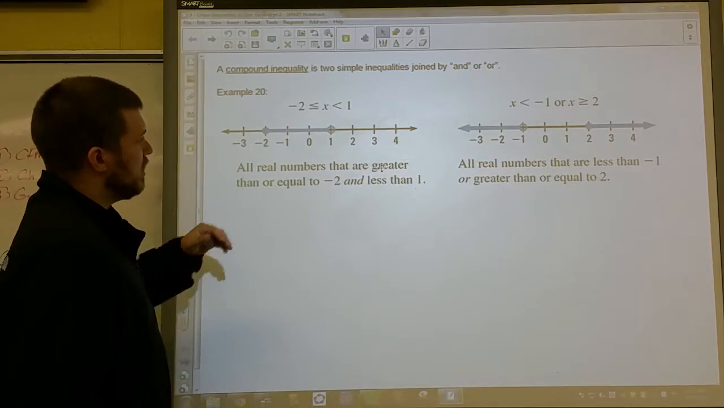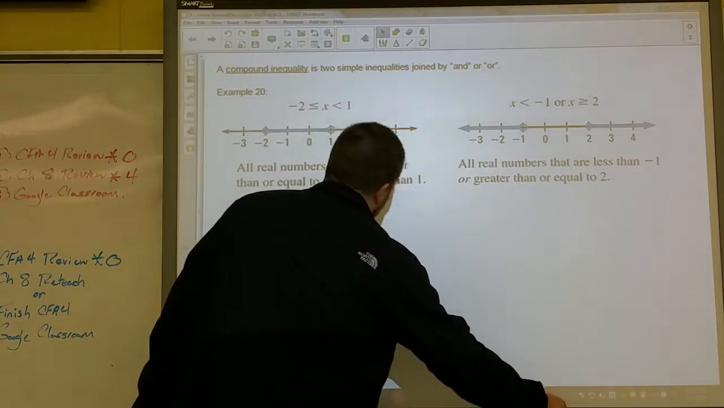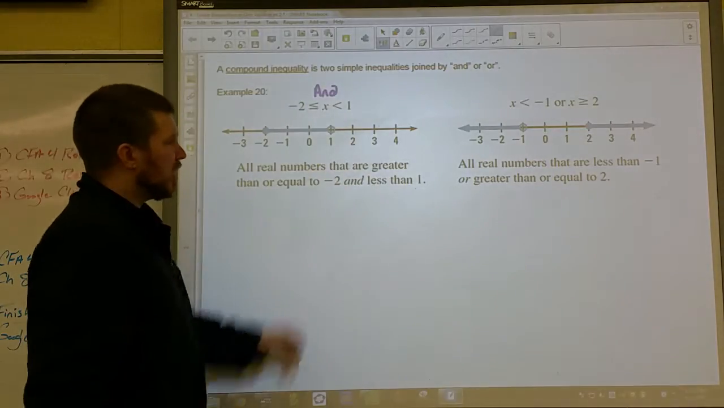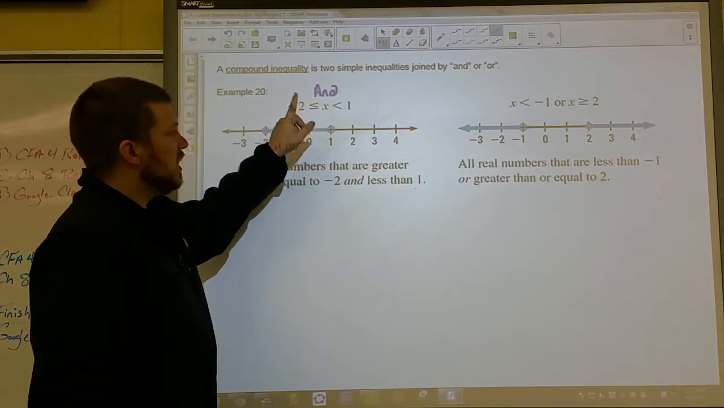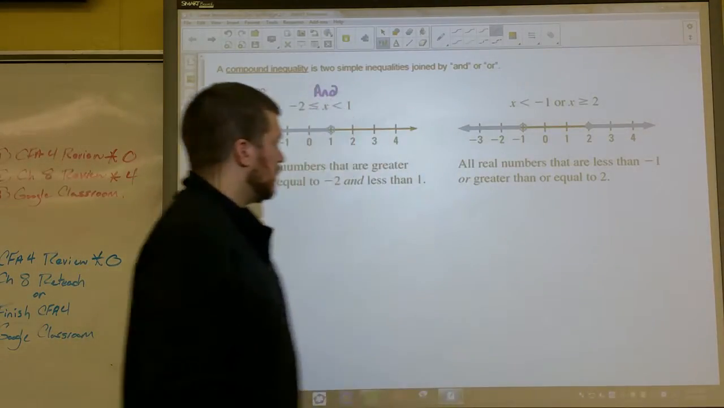In example 20, we have the variable in between two inequalities, so what's not written here but is understood is an and. So when you see the variable in between two inequalities, it's an and problem. And then obviously if you see the word or, it's an or problem, okay?